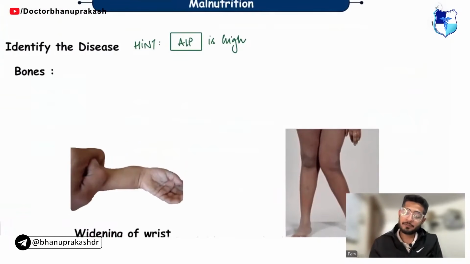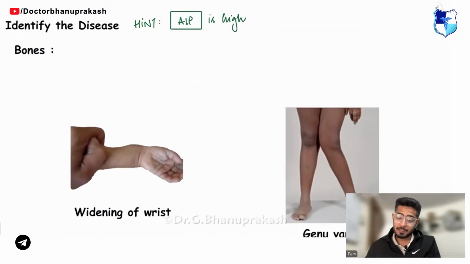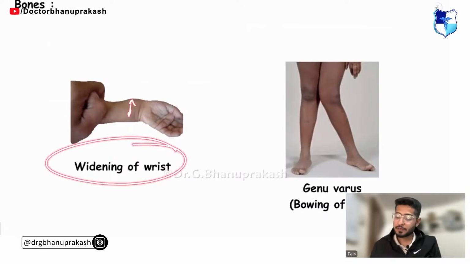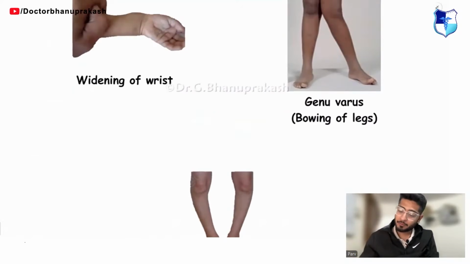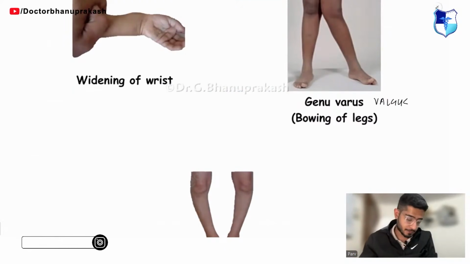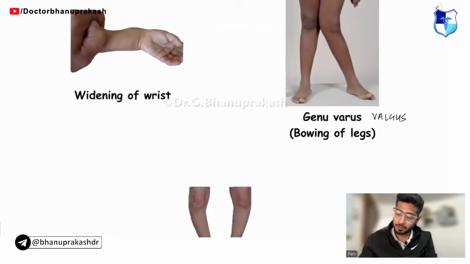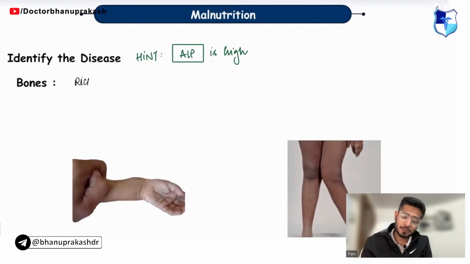Now, if the ALP, alkaline phosphatase level, is high, and you are seeing widening of the wrist, can you say this is widening of the wrist? No, they have written it wrong. This is the lateral bowing, bowing of the legs outward. This is genu valgus, not varus, and this is varus. So varus and valgus are wrongly written here. The answer is actually rickets.